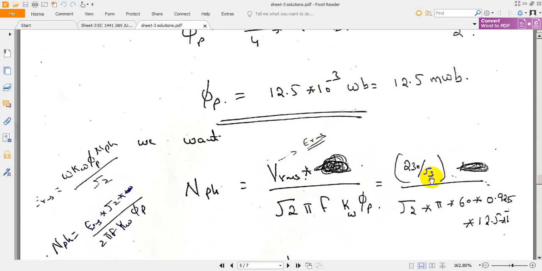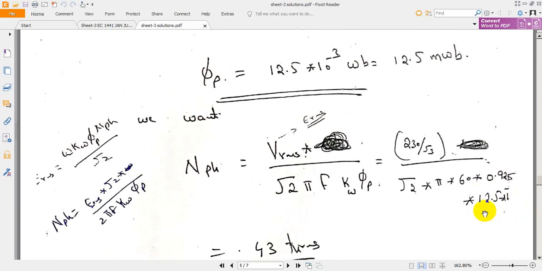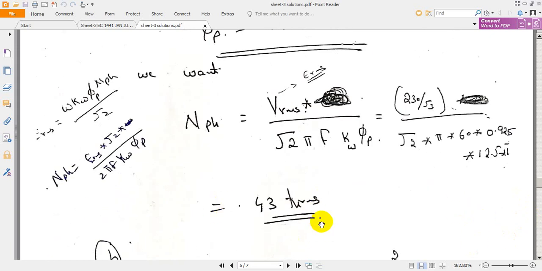Substitute the value, 20 by root 3 divided by root 2 into pi into 60 into winding factor into flux per pole. Flux per pole here is 1.25 into 10 to the power of minus 3. Because of scanning, we are not able to see the 10 power minus 3, but it is 10 power minus 3. You will get it as 43 turns.